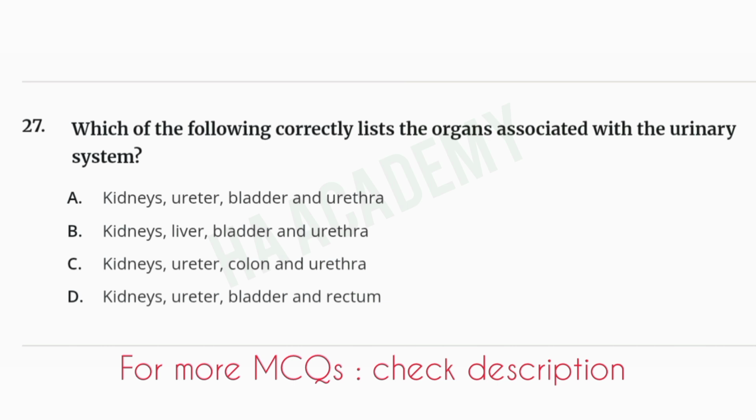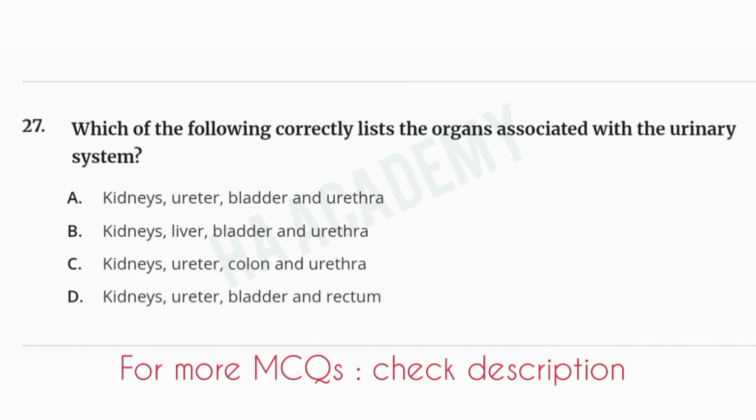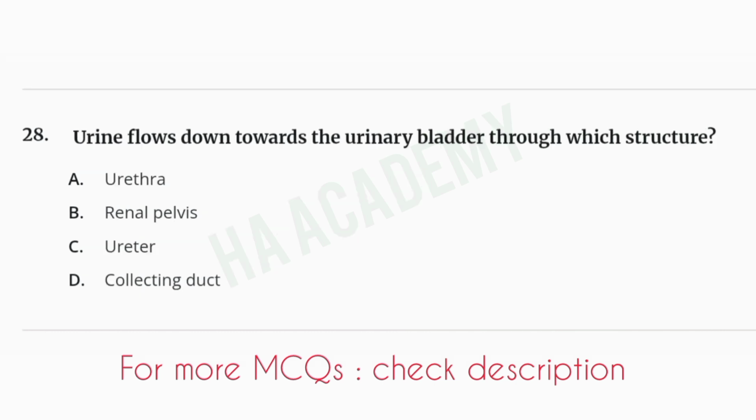Which of the following correctly lists the organs associated with the urinary system? The correct answer is kidney, ureter, bladder, and urethra. Option A. Urine flows down towards the urinary bladder through which structure?